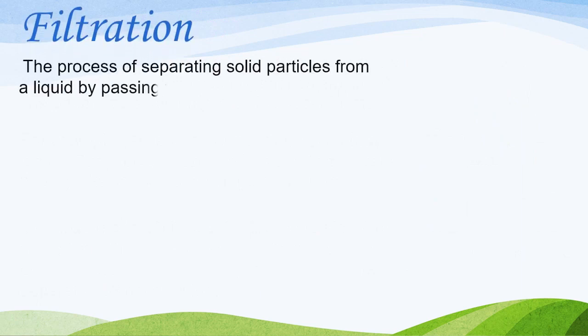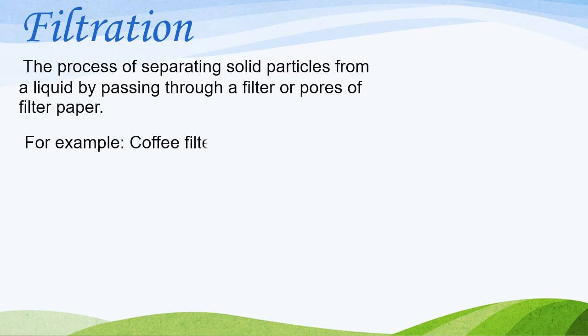Filtration. The process of separating solid particles from a liquid by passing it through a filter or the pores of filter paper. So in this process we need to take a filter paper. Solid particles we can separate from a liquid by passing through a filter or pores, because in filter paper there are small holes, so the liquid can go through but solid cannot. So that's why we can separate solid and liquid by this process.